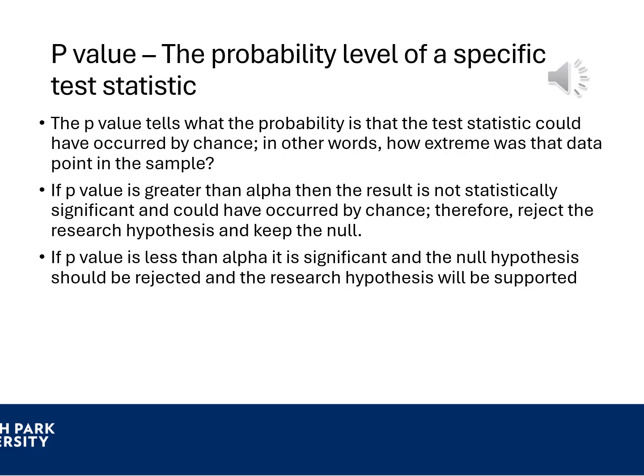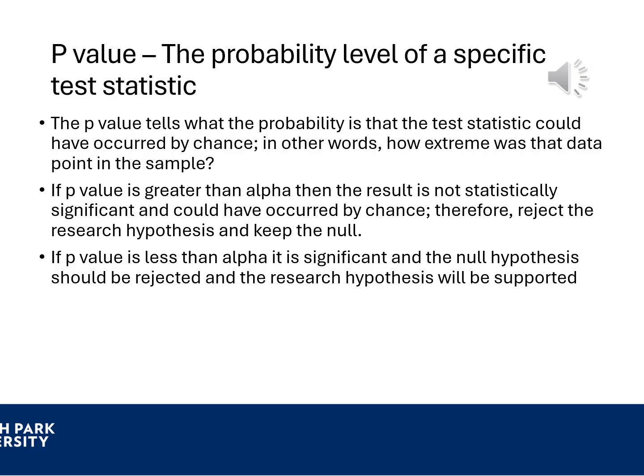So now we are going back and reviewing what the p-value was. We're going to call that the probability level of a test statistic. It tells us what the probability is that that test statistic, in other words, that data point, could have occurred by chance. In other words, how extreme was that data point? Because if it's not extreme enough, if it's within the major 3 standard deviations, then it could have occurred by chance. It can only be significant if it's lying on the extreme tails.